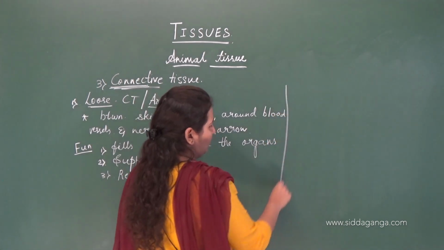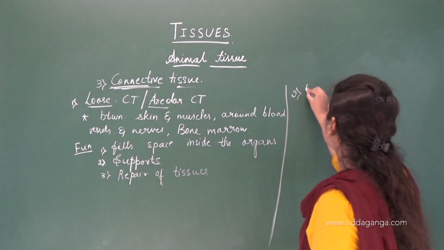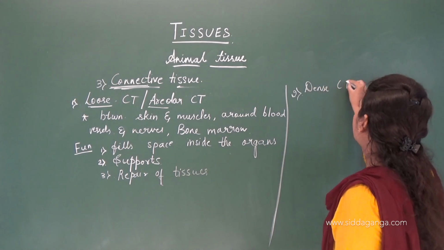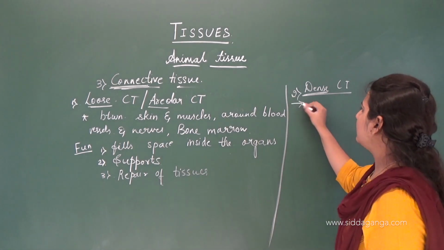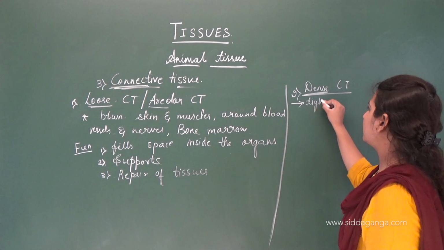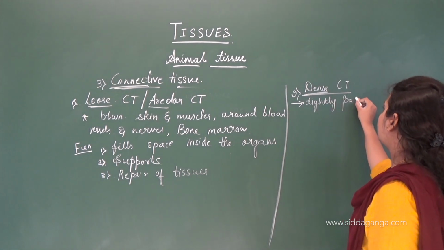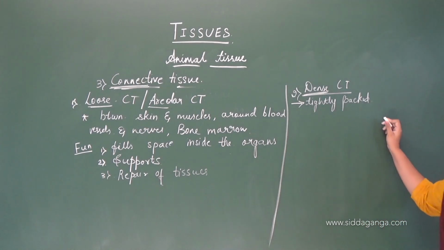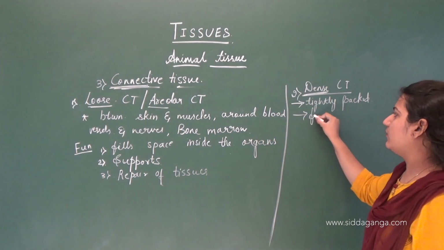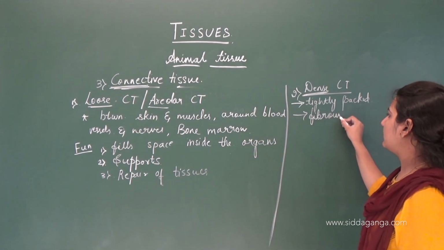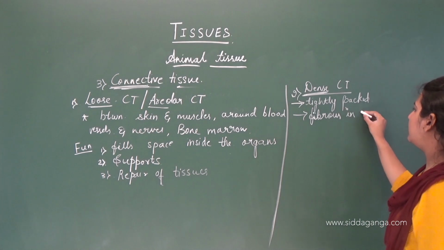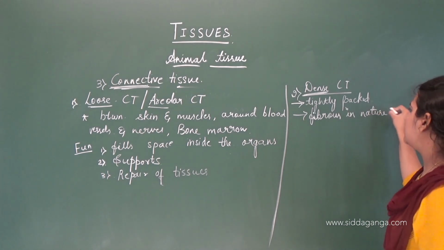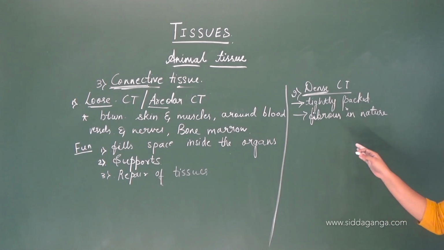And the next type is dense connective tissue. Dense, as the name says, these are tightly packed cells. These cells are tightly packed with fibers. The nature of these cells is that they are fibrous in nature.